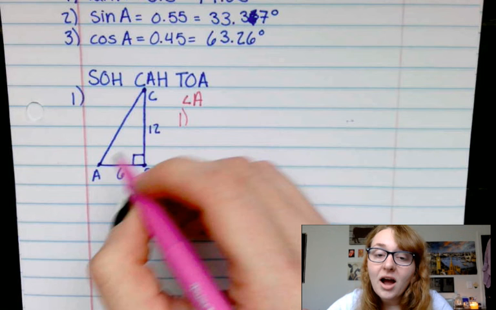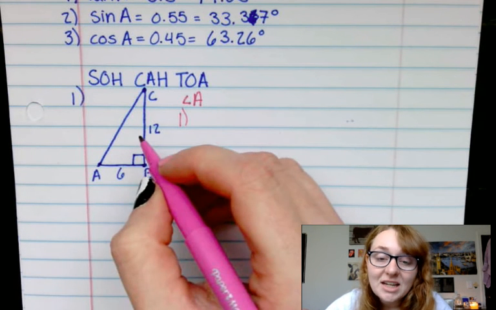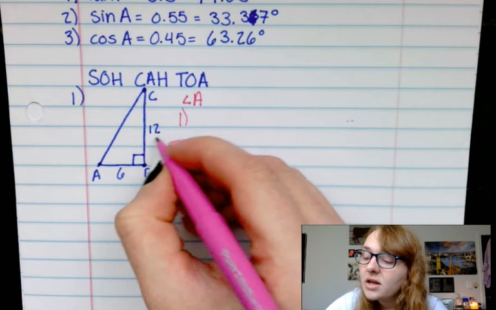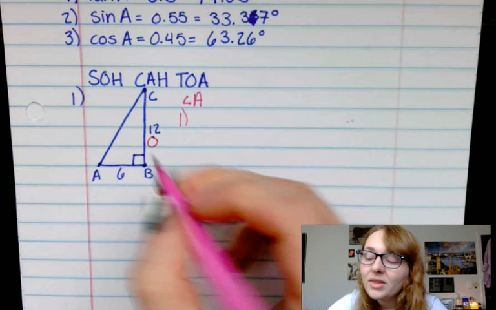So from A, our opposite side, the side furthest from, the side not touching angle A, is going to be this side, CB, at 12 units. Since it's the opposite side, I'm going to draw a pink O.